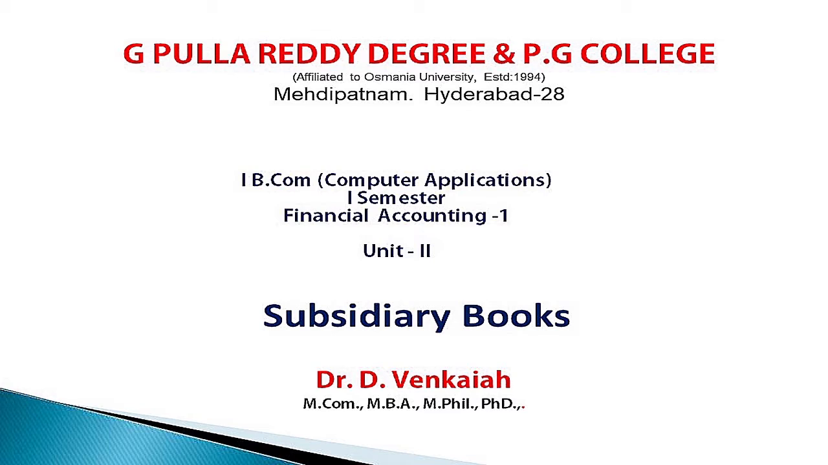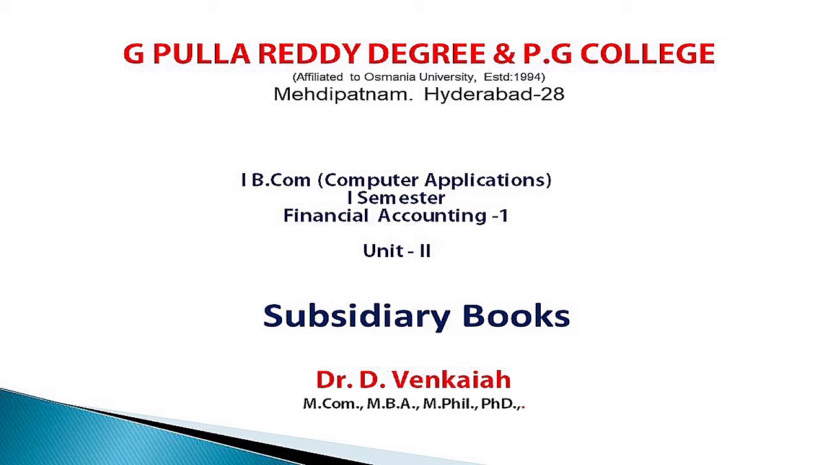Similarly, there are the purchase returns book, sales returns book, bills receivable book, and bills payable book. And there is one more important subsidiary book, which is the cash book. There are two types of transactions, cash transactions and credit transactions. All cash transactions are posted in the cash account. Cash transactions are cash receipts and cash payments. Receipts are debit, payments are credit. So in this video, we will understand about the cash book.